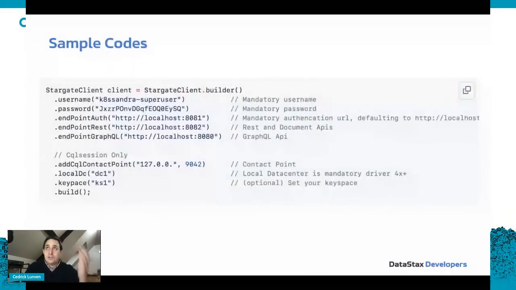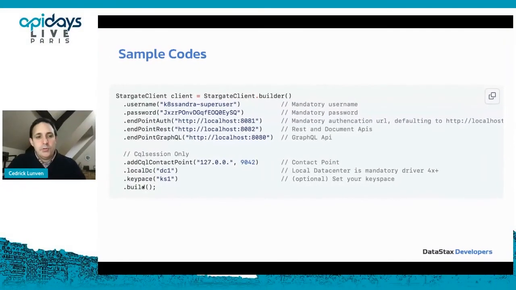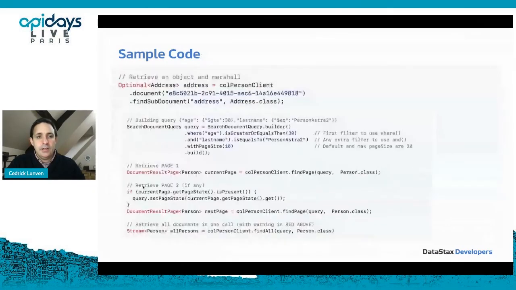Just a couple of screenshots I've done for you. If you want to use Stargate, just provide the parameters with the builder at the beginning, provide the user and the endpoint of authentication, REST, GraphQL. So you will authenticate with the Cassandra credentials, get back a token, and then you can invoke every single endpoint, REST, GraphQL, gRPC, using that token. SQL, still the same. Okay. Here is how to find a document and subdocument, working super easily.